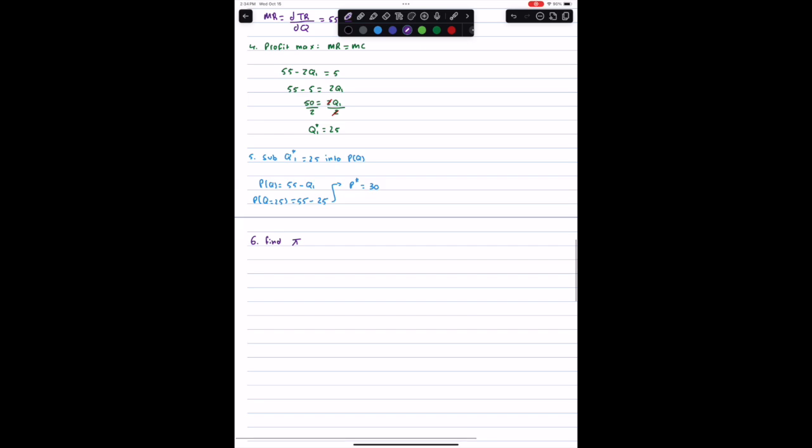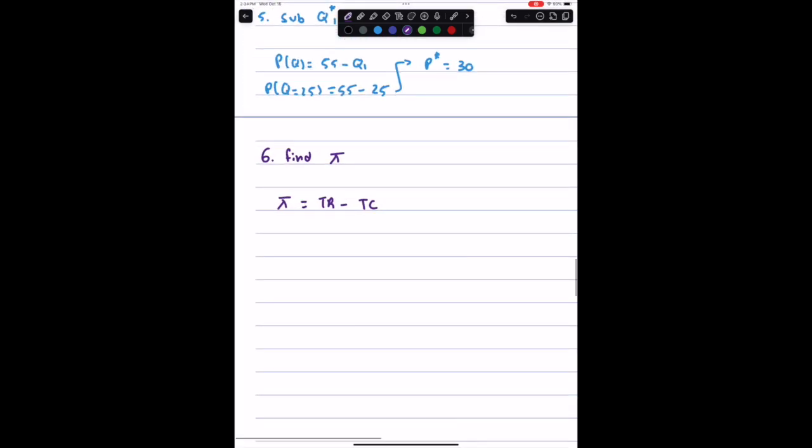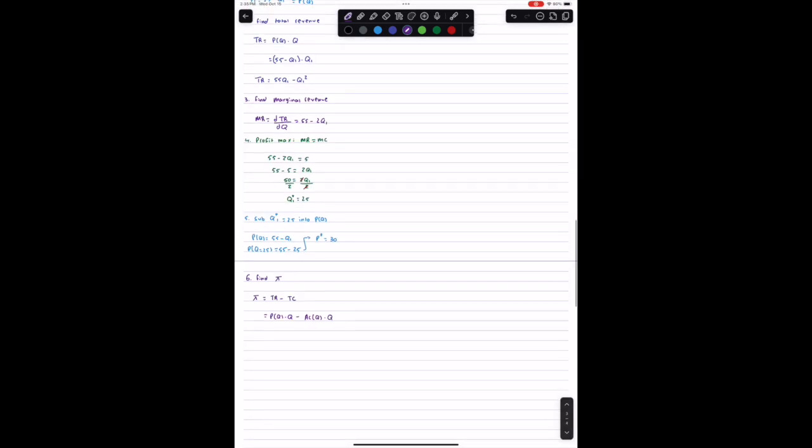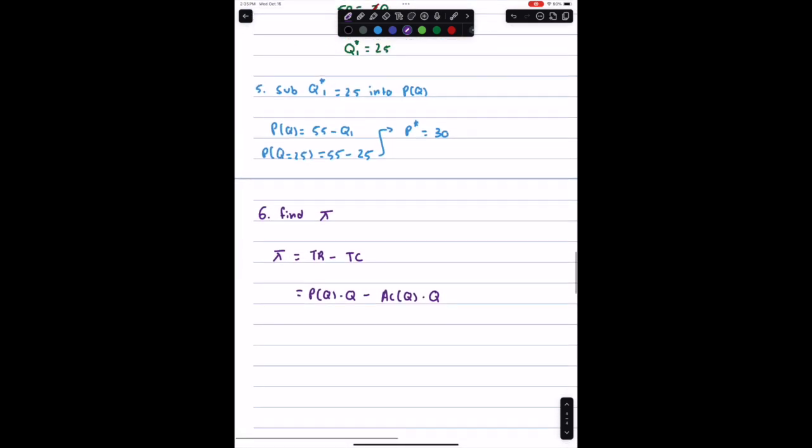And we know that our profit is just equal to the total revenue minus the total cost, right? We know total revenue is just the price of Q times however many you sell. And we know total cost is just the average cost per unit, so average cost of Q times Q, however many you sell. Well, we know that our optimum price is 30.